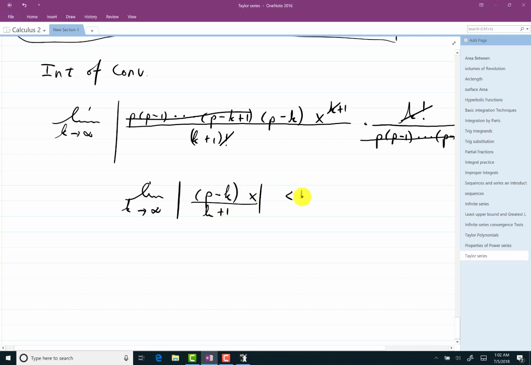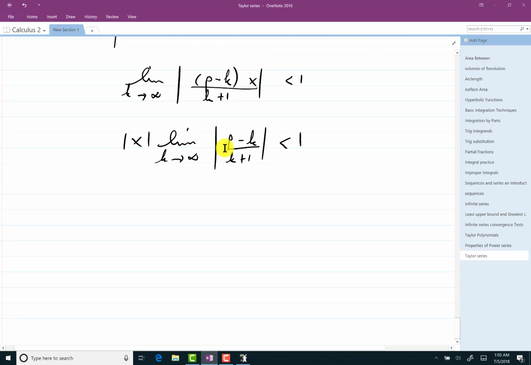It's supposed to be less than 1. I'll factor the absolute value of x out front, so I get the absolute value of x times the limit as k goes to infinity. And over here I will still have p minus k all over k plus 1. Notice this piece up here is eventually going to be negative, so I can't drop these. That's less than 1. Now, this limit is negative 1. The leading coefficients, p is just a constant, so I have negative 1 over 1. I'll get the absolute value of x times 1 is less than 1, or negative 1 is less than x is less than 1.